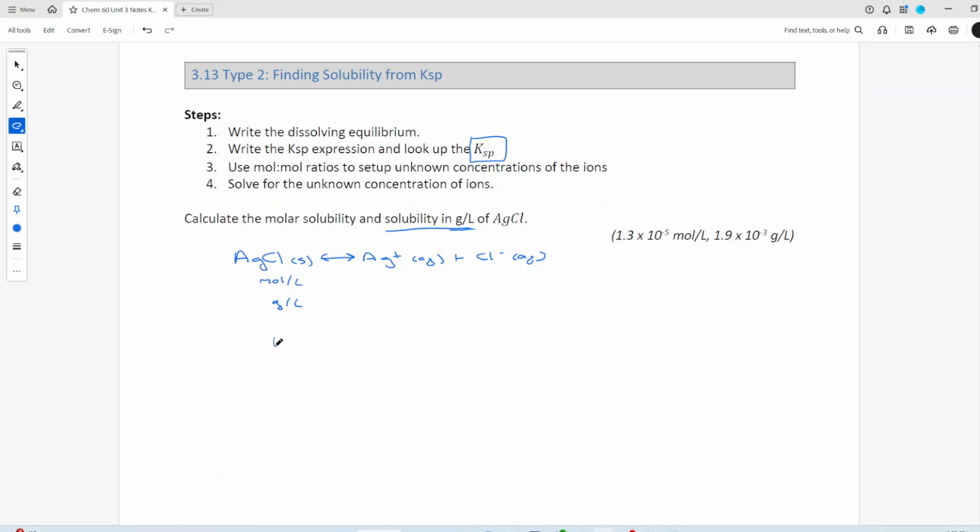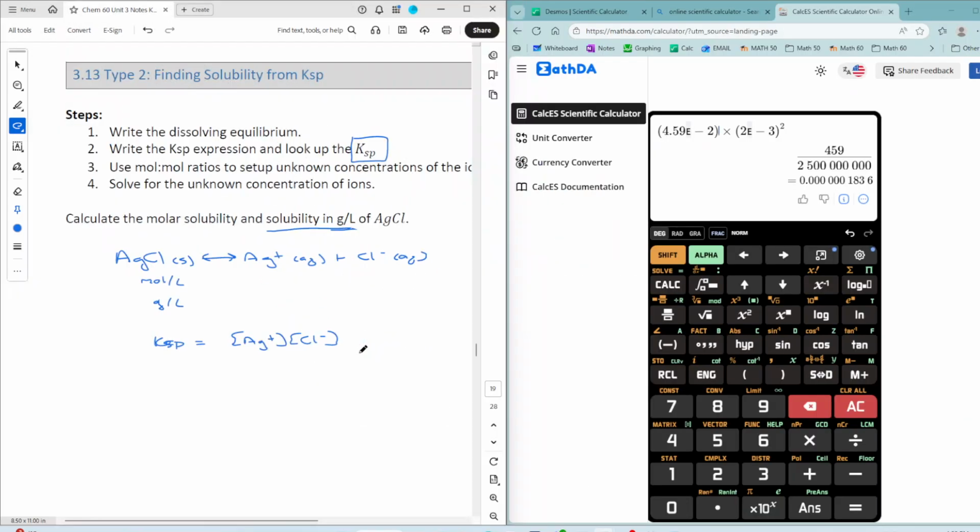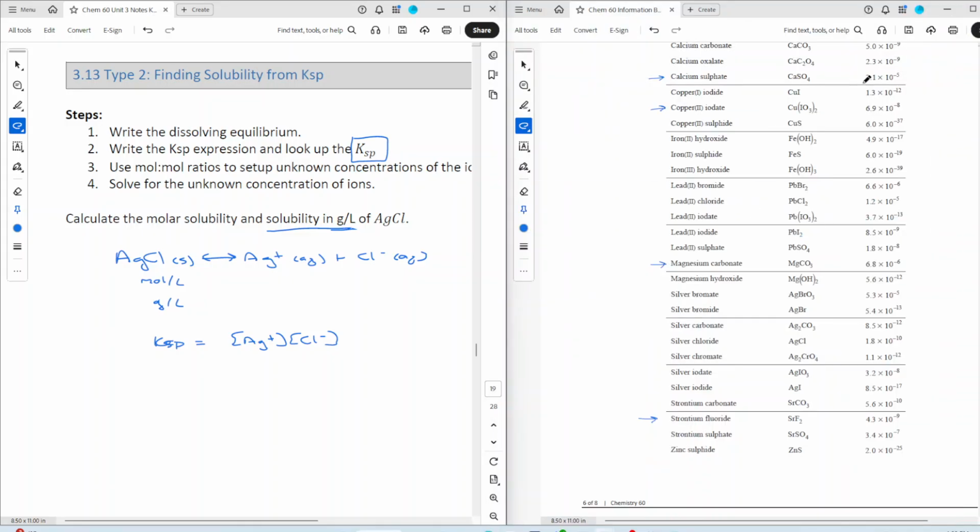Now we know that KSP for this dissociation is going to be the silver ions times the chloride ions. Let's start nice and simple. Okay, so where are we going to go from here? Well, we're going to look up KSP. We're going to use our data package, and the KSP for silver chloride is going to be 1.8 times 10 to the negative 10.